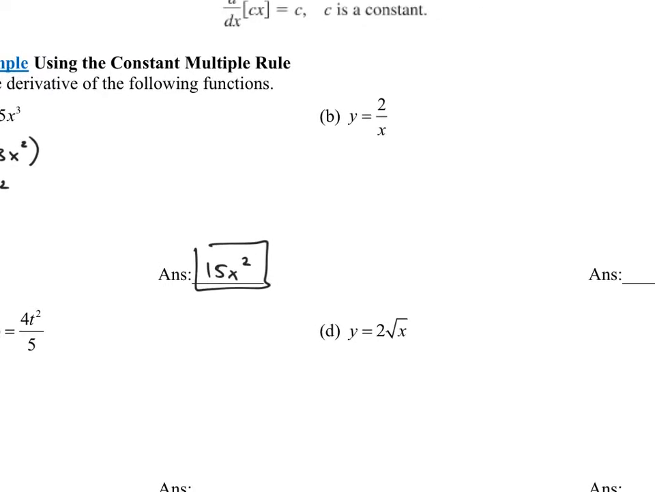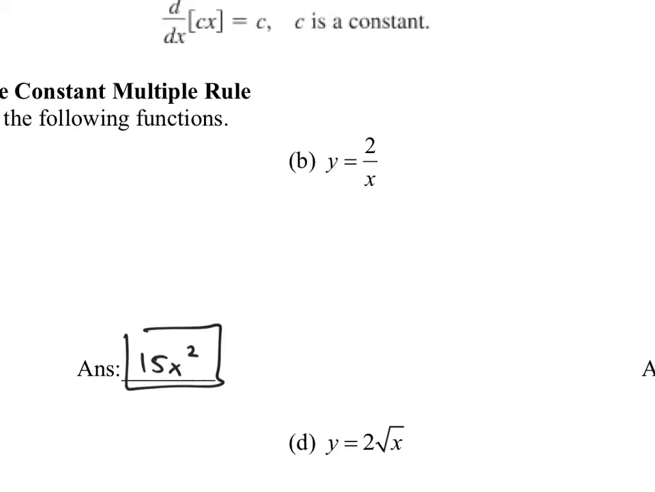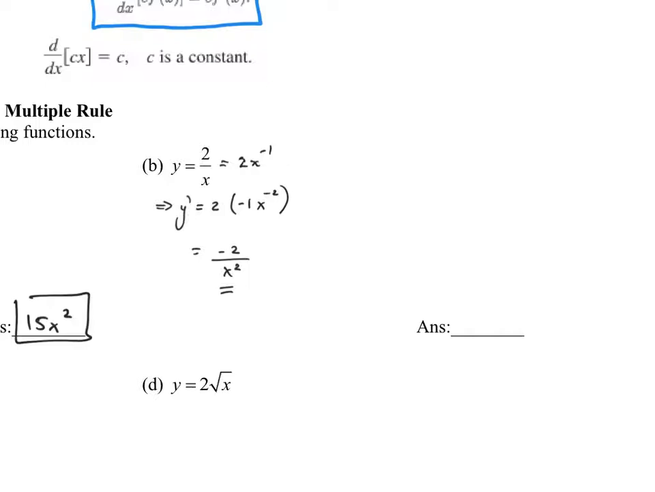How about b here? This is y equals 2 over x. Again, x is in the denominator, and we can't have that. So this is the same thing as 2x to the negative first power. Now if we want to find the derivative, that would be y prime equal to 2 times, now the derivative of x to the negative 1 would be negative 1 x to the, well, negative 1 minus 1 is negative 2. We can't leave it like that, though, because it has a negative exponent. 2 times negative 1 is negative 2, and then we have to throw the x into the denominator because of the negative exponent. So we would end up with negative 2 over x squared.